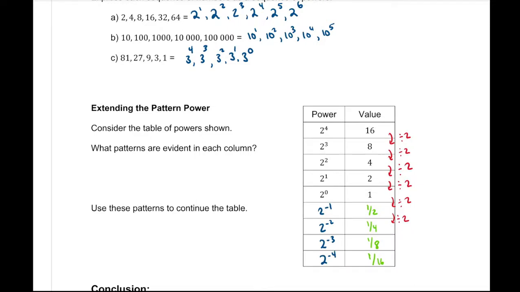So the pattern that is evident in each column: the exponent decreases by 1, and the value is halved. Our value is basically cut in half. And we use that to continue our pattern here.